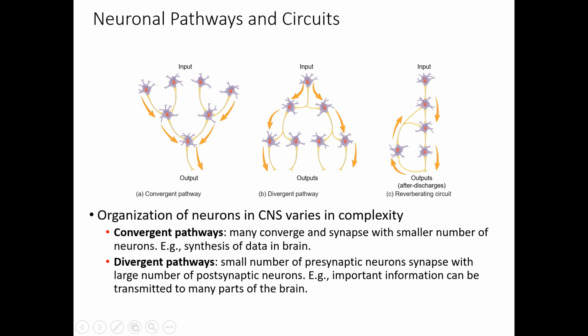Divergent pathways, it's when, for example, we want to run and our brain is supposed to activate a lot of skeletal muscles all over the body. Then a small number of presynaptic neurons synapse with a large number of postsynaptic neurons. There are other types of circuits, but we are not studying them in this class.